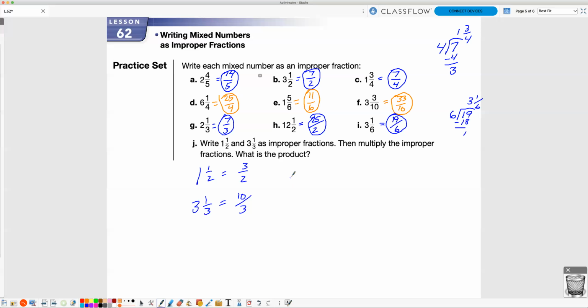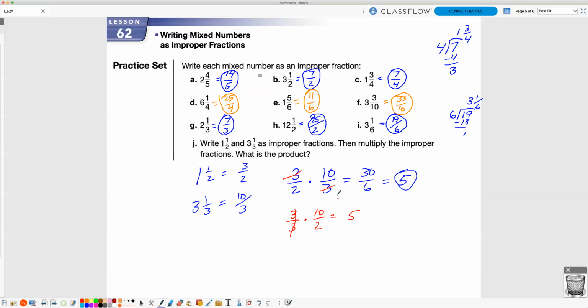Now I need to multiply these. So I have 3 halves times 10/3. If I was to multiply these, this would be straight across 30 over 6. So I can get 30 over 6, and most of us know what 30 divided by 6 is equal to. It equals 5. You might have also recognized this, that this 3 cancels this 3 out, or you could have reverted it to 3/3 times 10/2 or halves, and then recognized that this is the same as 1, and 10 divided by 2 is the same as 5.